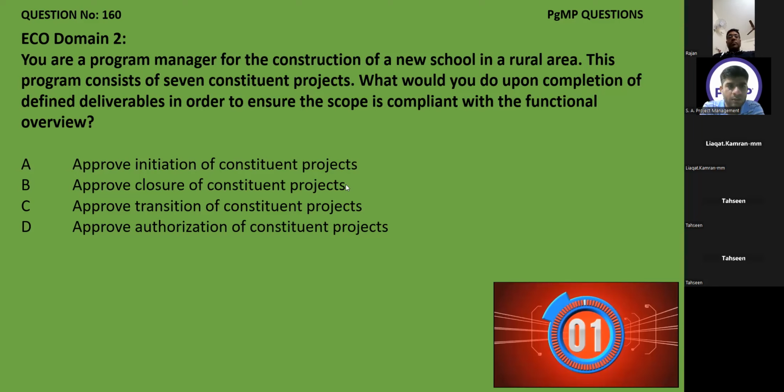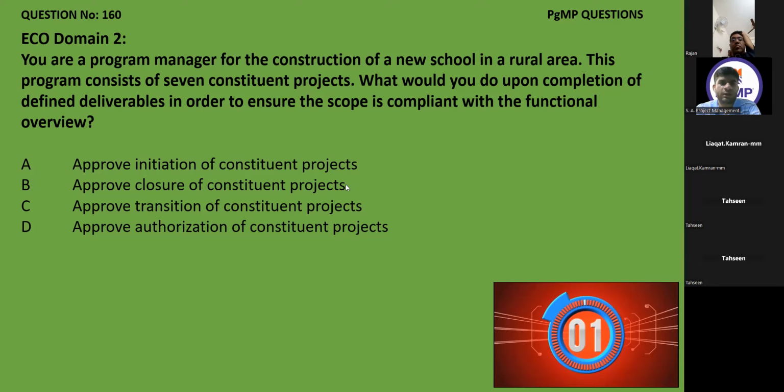Approve a transition of constituent projects. So that will be later on, transition. Then approve authorization of constituent projects. This is also a point, authorization of constituent projects, but the closure will cover everything: authorization, transition. So it will validate the functional overviews.